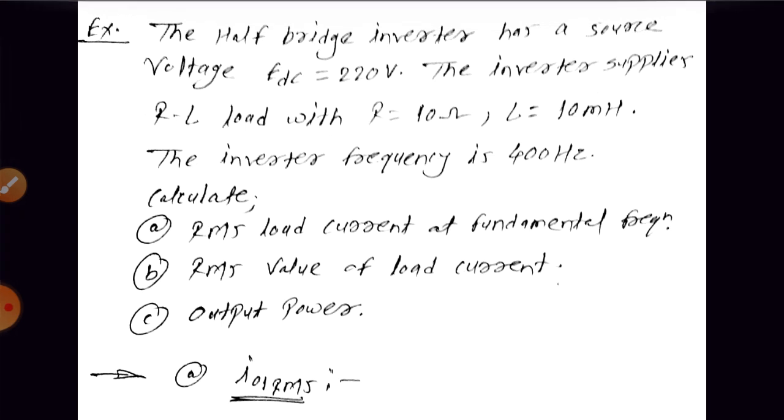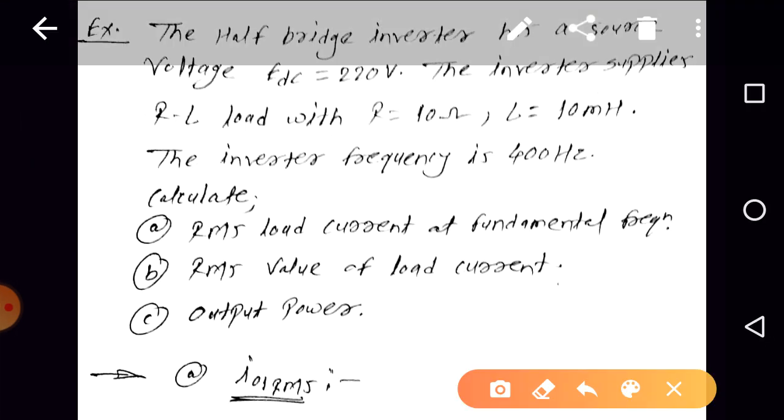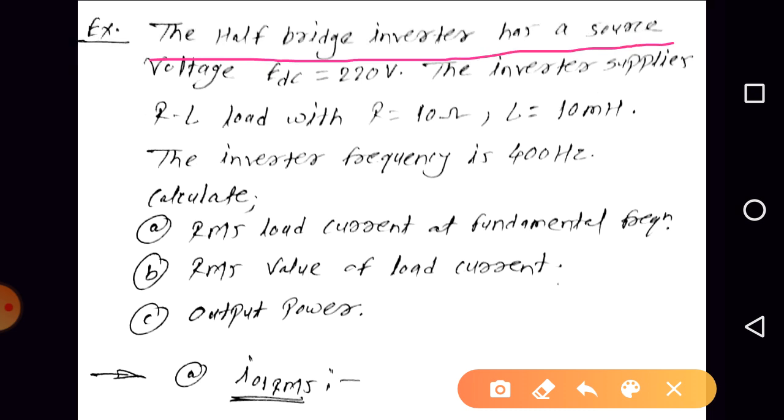Next, let us discuss one example. A single phase half bridge inverter has a source voltage EDC equal to 220 volt. So EDC by 2 is 220 by 2, that is 110. The inverter supplies an RL load with R equal to 10 ohm and L equal to 10 millihenry. The inverter frequency is 400 hertz, which is very important because this frequency is required for finding the value of omega.